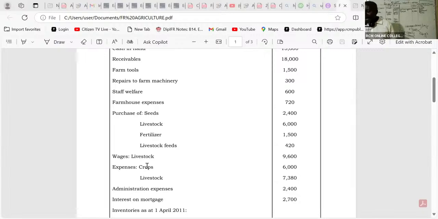Then you can see we have expenses, ladies and gentlemen. These expenses here are biological asset specific, and therefore they shall go to the revenue account. So we have here expenses that I'm just debiting. Expenses for the crop: if you can see very well, there's 6,000. And then we have expenses for livestock: 7,380. Please write up to there.